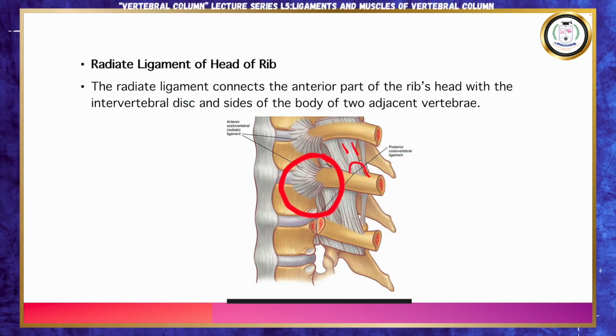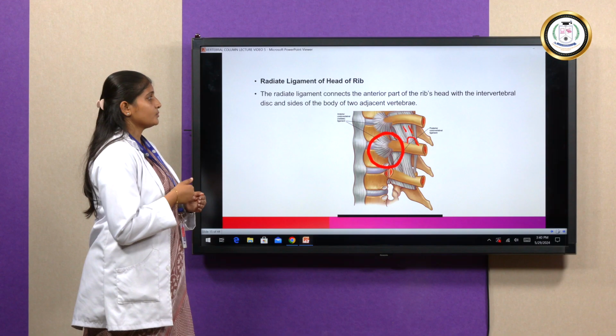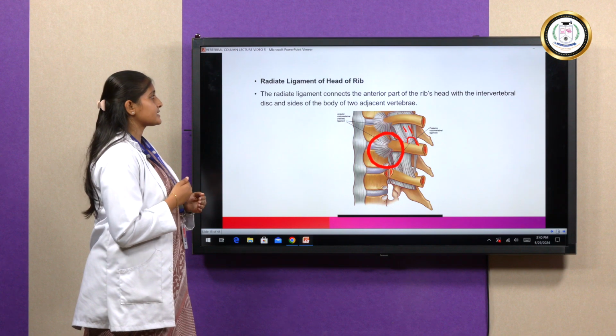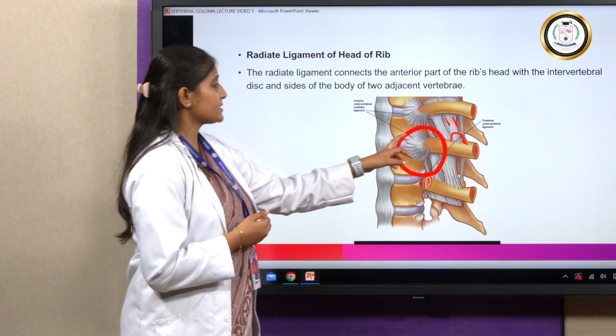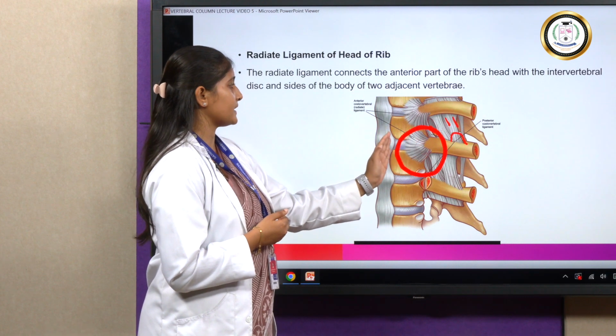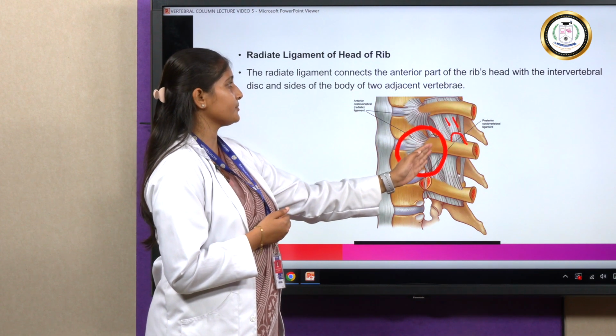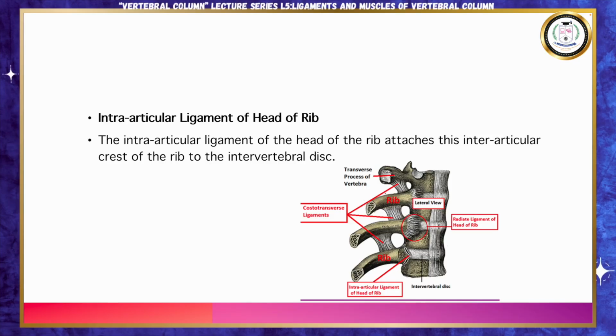Next, we have the radiate ligament of the head of the rib. The radiate ligament connects the anterior part of the rib's head with the intervertebral disc and the sides of the body of two adjacent vertebrae. So, this is the radiate ligament, which is connecting the body of the vertebra to the head of the rib. Next, we have the intra-articular ligament of the head of the rib, which is nothing but the intra-articular disc.